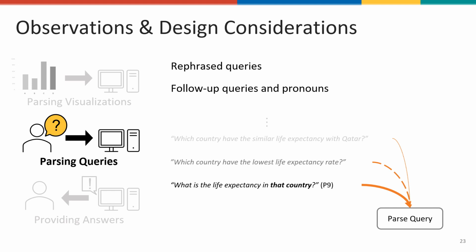The system should support rephrased queries, which can be more prevalent among BLV people because they might utilize more diverse utterances than sighted people. The system should also support follow-up queries to reduce the cognitive load of BLV users who need to rely on memory to keep track of their previous queries.